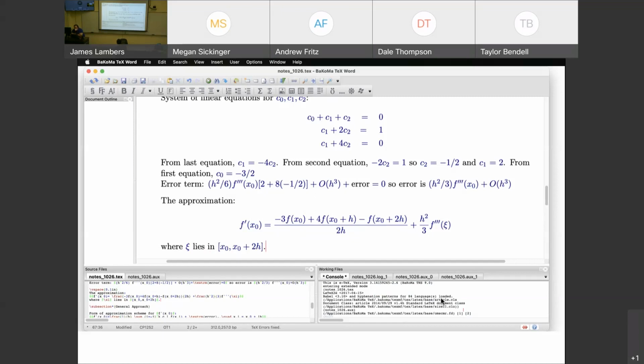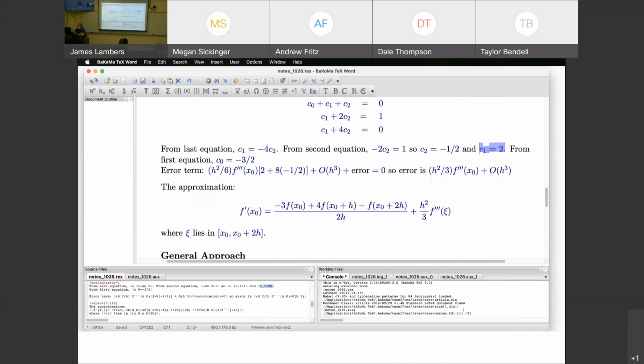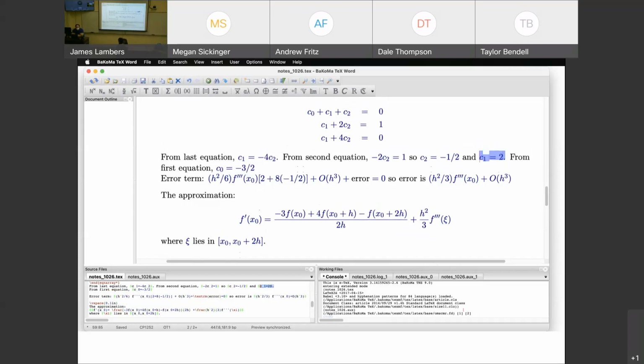All right, so this is how you use Taylor expansion to come up with an approximation of the derivative and an error term. Now, notice I have C1 is equal to 2, but notice the other coefficients, I have minus 1/2 and minus 3/2. I want a common denominator of 2h. So that's why I have a 4 up here, reflecting a value of C1 being equal to 2. Any questions about what happened in this example?